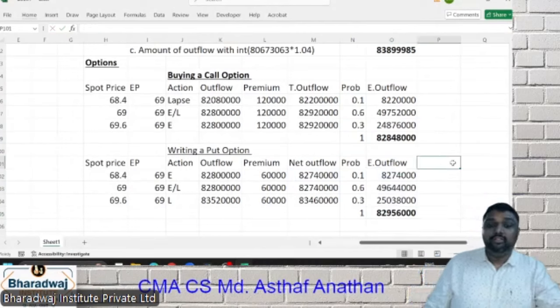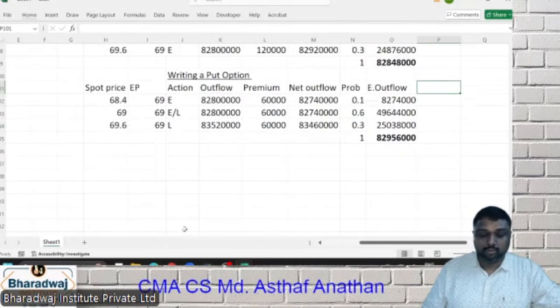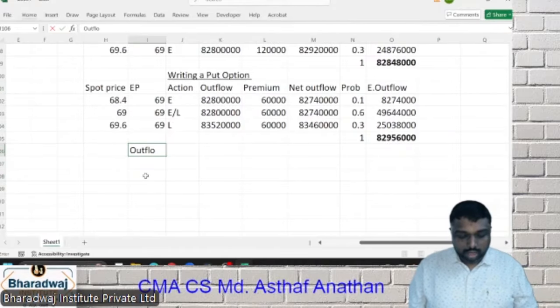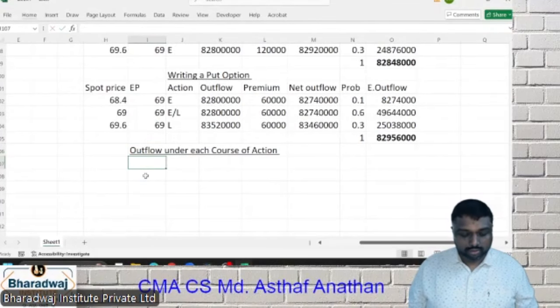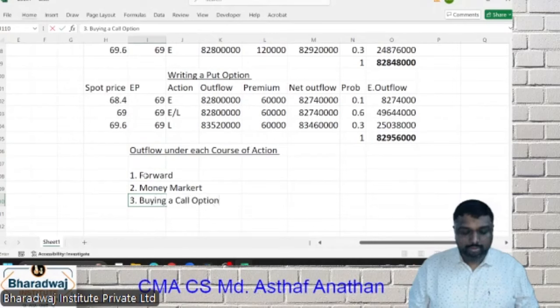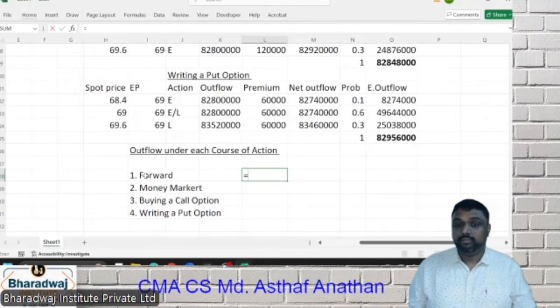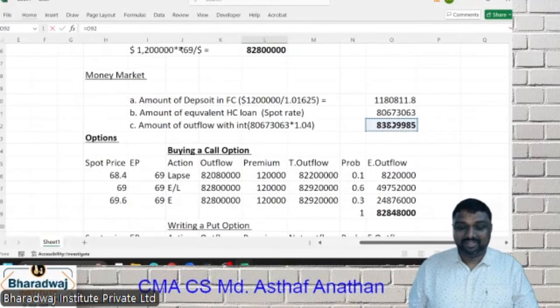See, now tell me, my dear friends, where is the lowest outflow? Here, 82. Better always prepare a table. Under each case you have to prepare a table of the outflow under each course of action. What is the outflow under each course of action? One is forward, another is money market, another is buying a call option, and writing a put option. Correct, friends? So what is the amount? Forward, this amount. Here we have this amount.